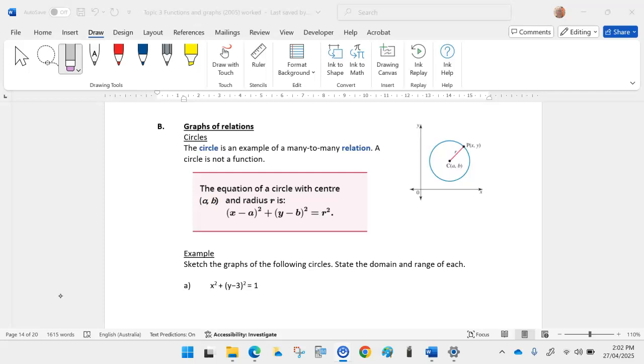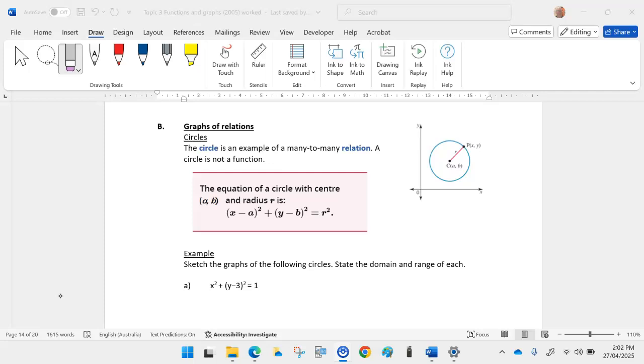Now every set of ordered pairs, either listed or graphed, is a relation, except some of those relations can be functions. When you take a set of ordered pairs, graph them and draw a vertical line through the graph, if it only goes through one spot, then that relation is a function. We're talking about relations here that aren't functions, and the classic one is a circle.